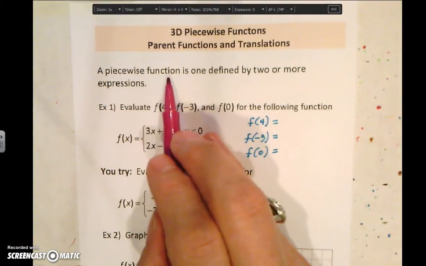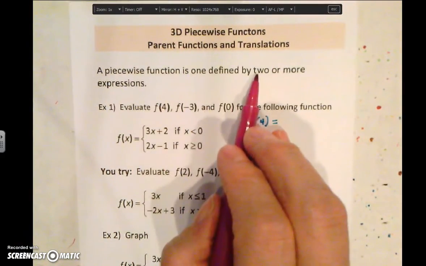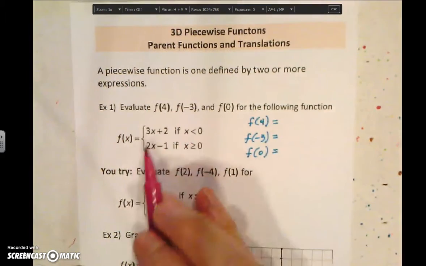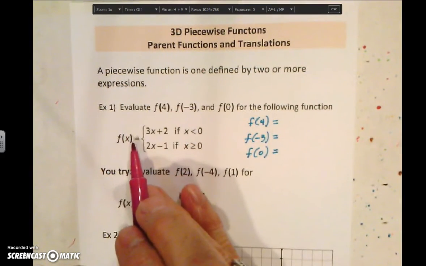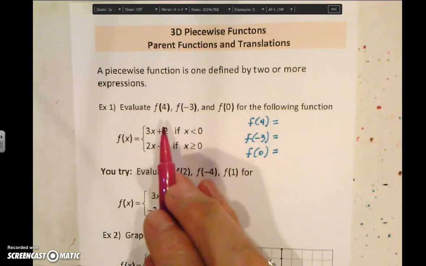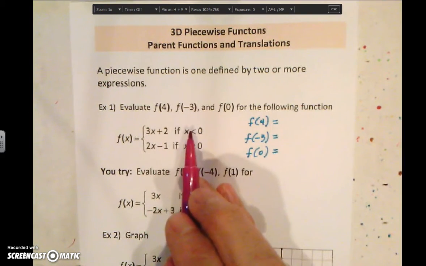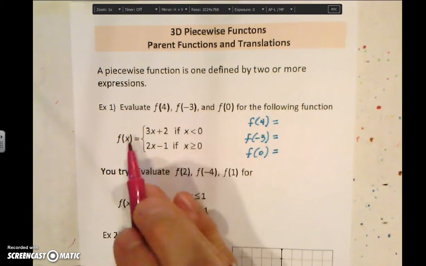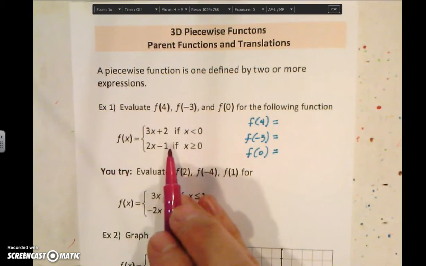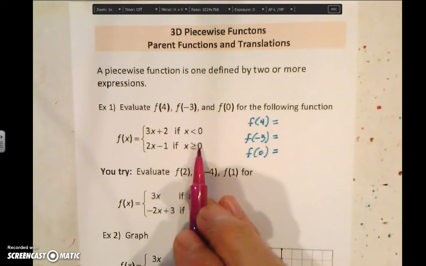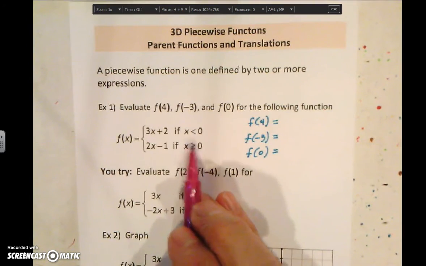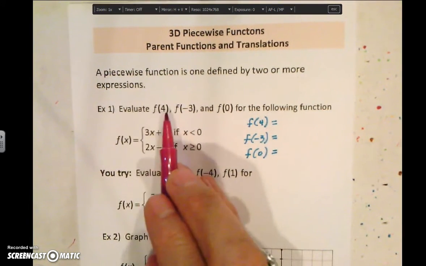A piecewise function is one that's defined by two or more expressions. For example, here, f of x is equal to 3x plus 2 if x is less than 0, and it's equal to 2x minus 1 if x is greater than or equal to 0. So let's start by evaluating f of 4.